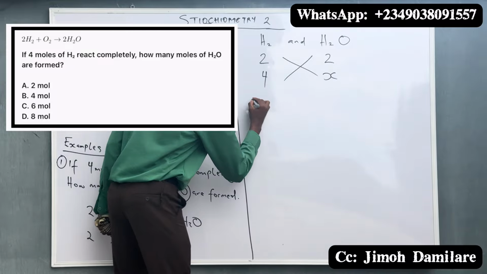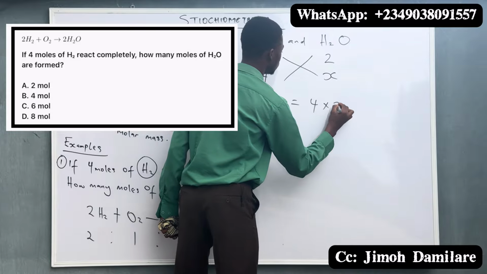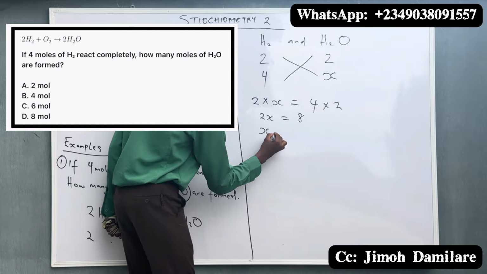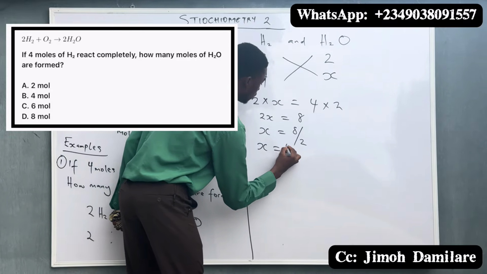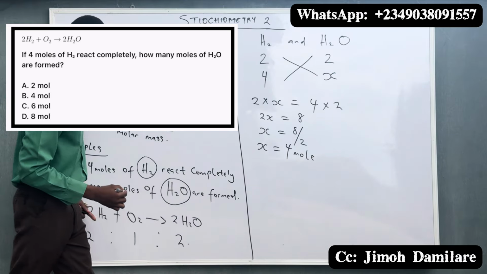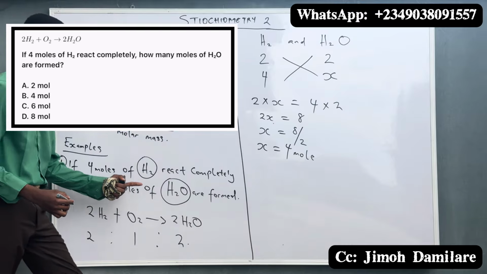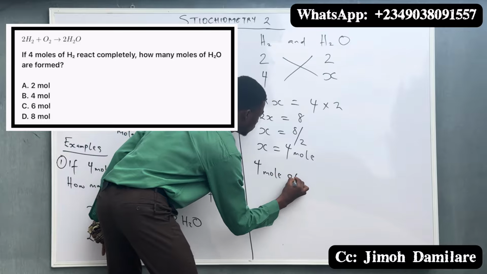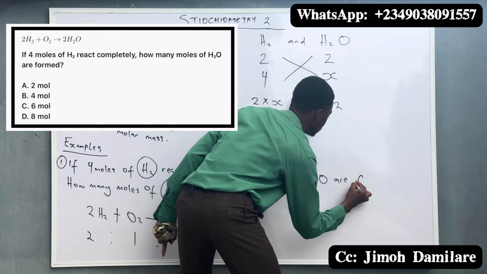And when you cross multiply, you have 2 multiplied by x to be equal to 4 multiplied by 2. So in this case, you have 2x equal to 8, and x will be equal to 8 divided by 2, and our x will be equal to 4. So we can say 4 mole is correct. The question says if 4 mole of H2 reacts completely, how many moles of H2O are formed? You can say 4 mole of H2O are formed.